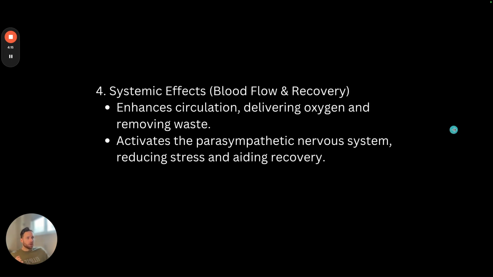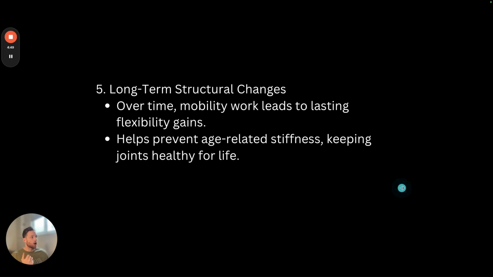Systemic effects, which is blood flow and recovery. We see enhanced circulation, delivering oxygen, removing waste. This is through capillarization, when we have increased blood vessels, which allows us to get more blood in, more blood out, bringing in the good stuff, removing the bad stuff. But also, which is not what occurs in regular strength training, we learn to activate the parasympathetic nervous system. We reduce stress and we aid recovery. So a lot of this is getting your nervous system to actually calm down.